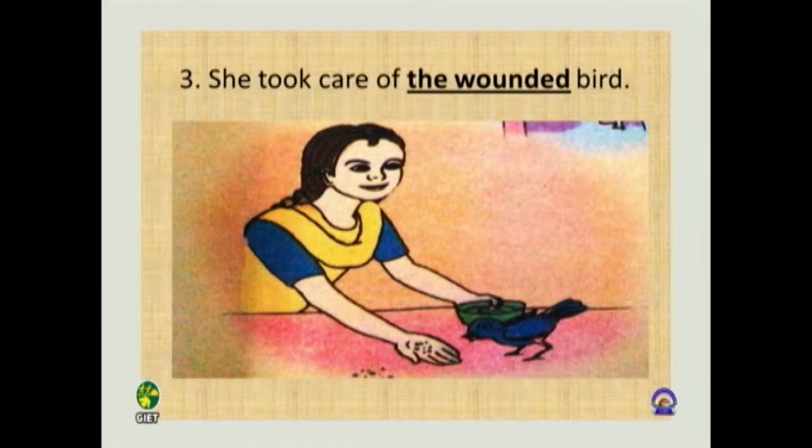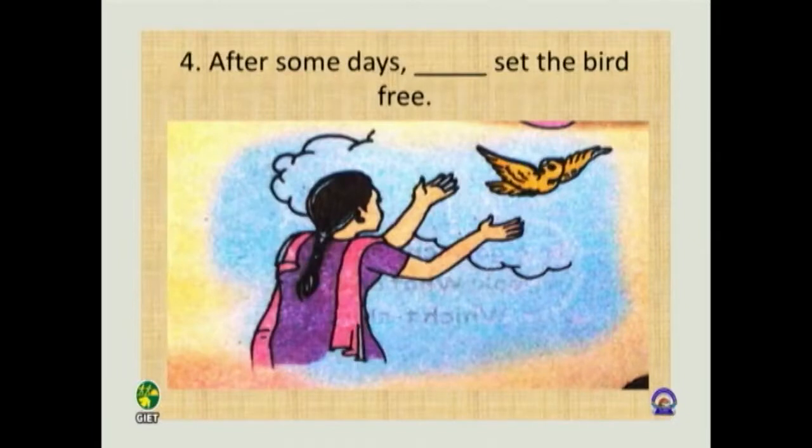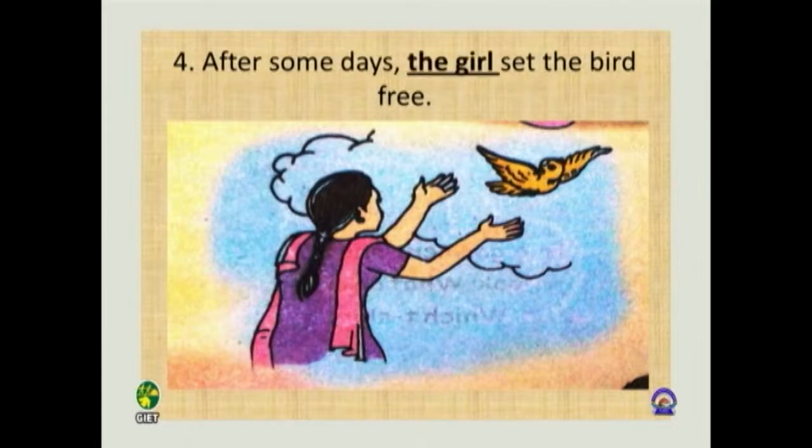Now see the fourth blank. After some days, blank set the bird free. What did she do in the picture? Yes, she set the bird free. So who set the bird free? The girl set the bird free. So here we can write the answer, the girl.